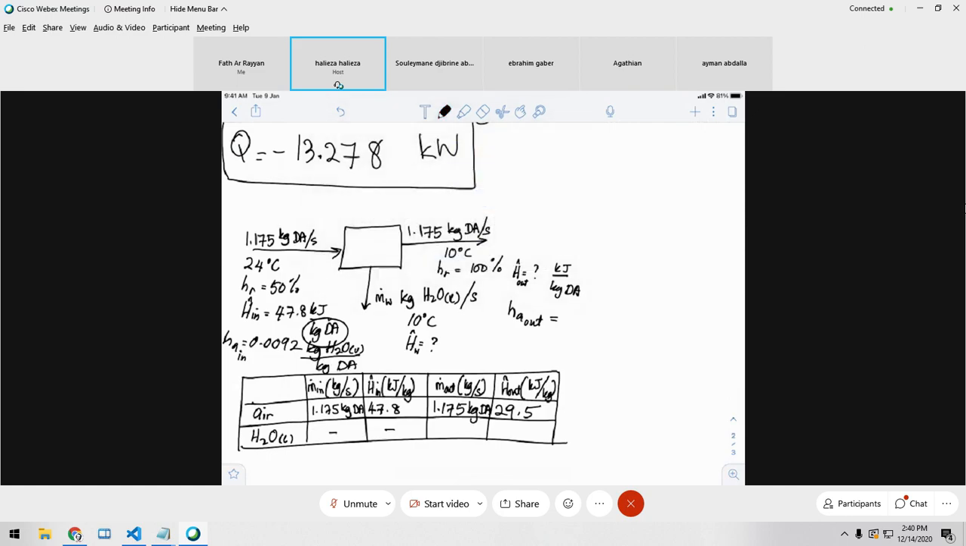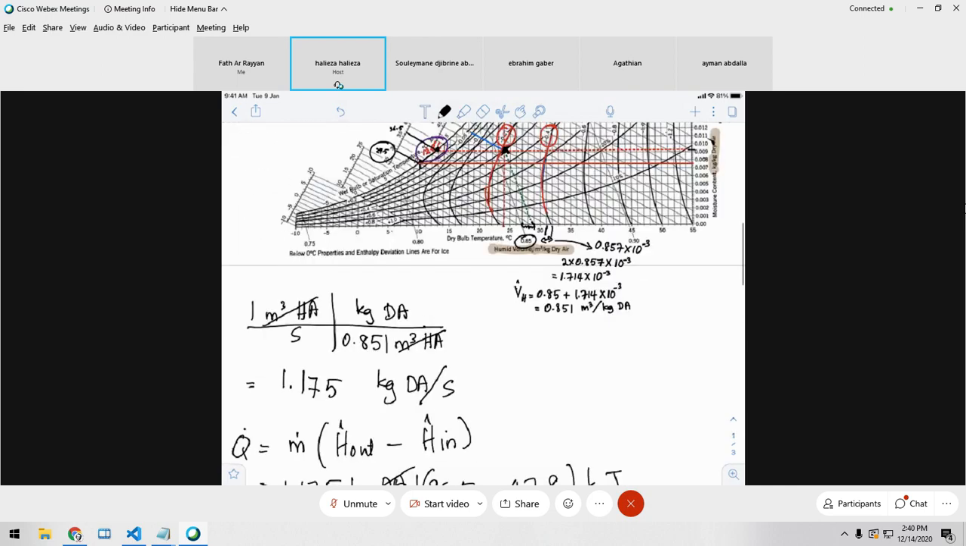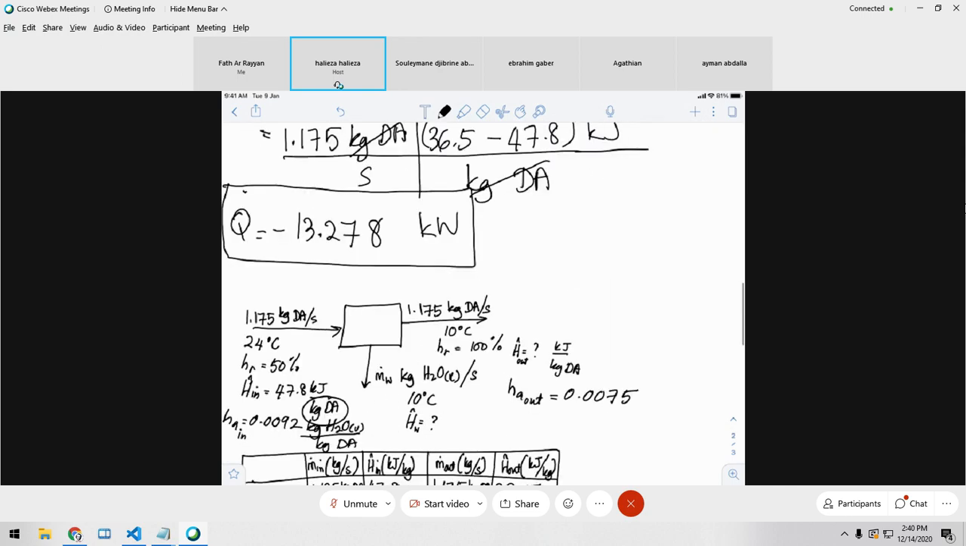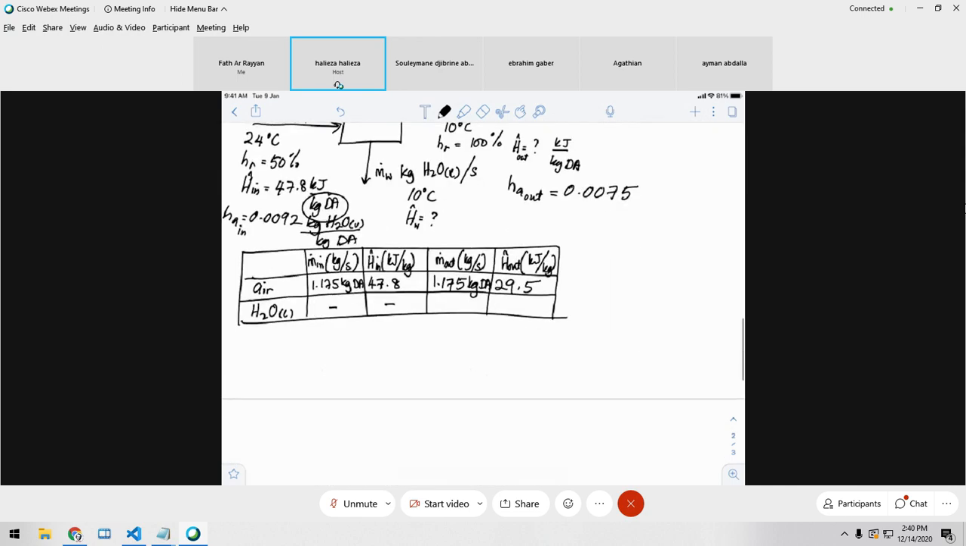So 0.0075. That's what I got just now. Why is it less than the inlet value? Anybody? The inlet value is 0.092, but the outlet value is 0.075. Why is it less than that?